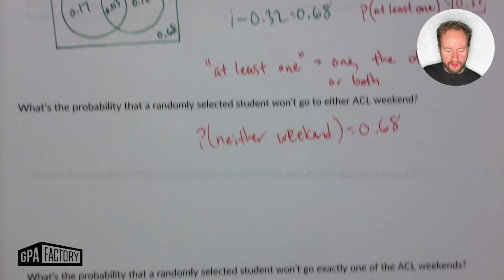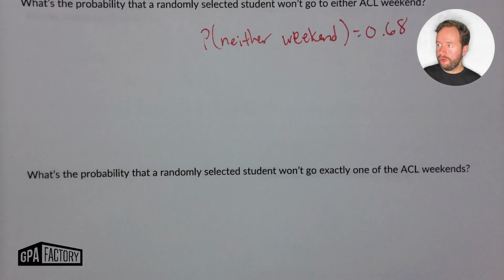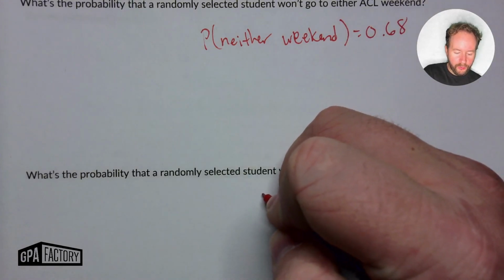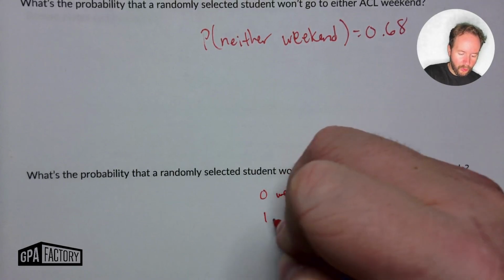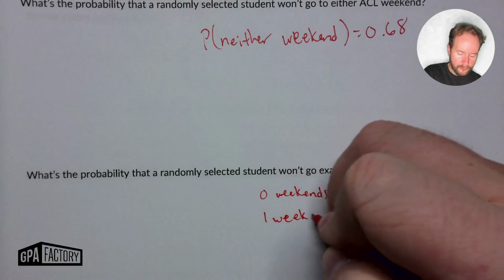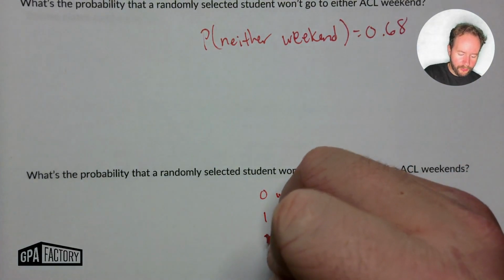All right, one more question. What's the probability that a randomly selected student won't go to exactly one of the ACL weekends? This is tricky. Won't go to exactly one. So remember, you can go to 0 weekends, you can go to none, you can go to 1 weekend or the other, or you can go to both. So 2 weekends.